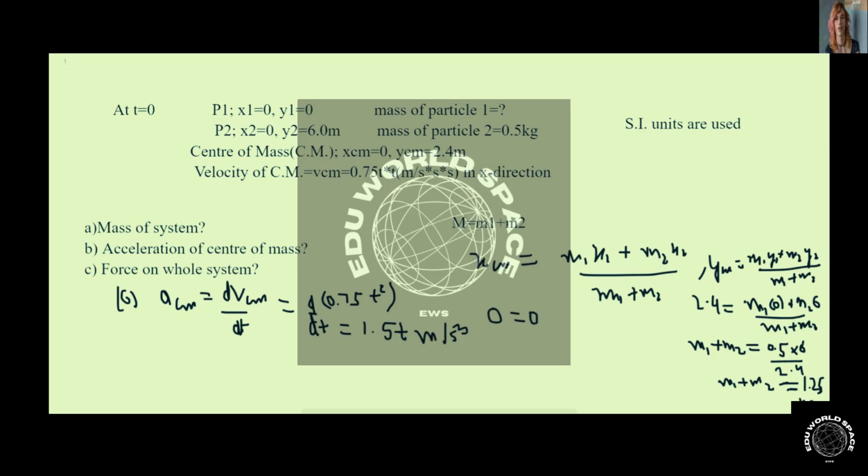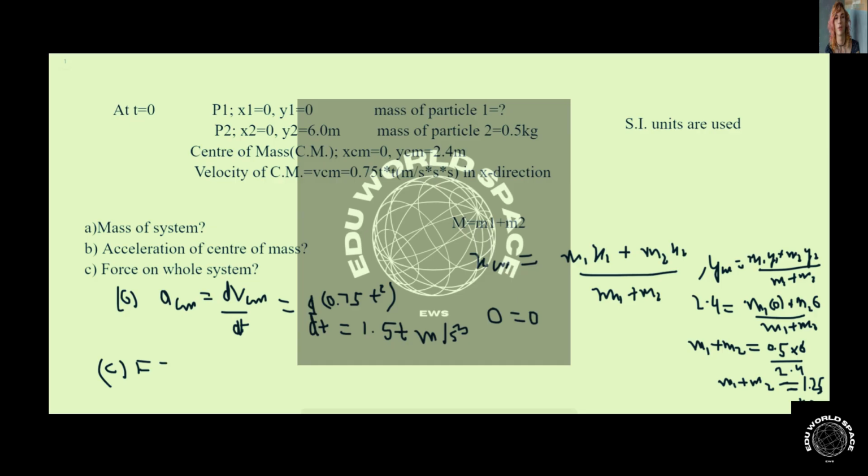Remember that this acceleration of the center of mass is time dependent. We have 1.5 t meter per second cube. At different times, we have different accelerations. So if we want the acceleration at t equals 0, we place t equals 0, and this equals 0. At t equals 1 second, we have 1.5 meter per second square. At t equals 2, we have 3 meter per second square, and so on.